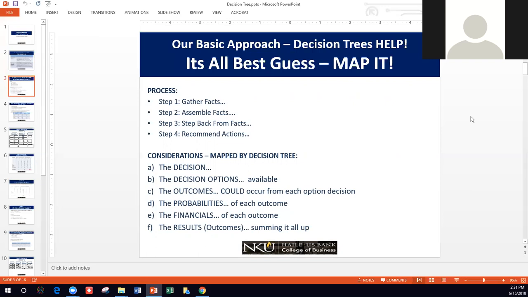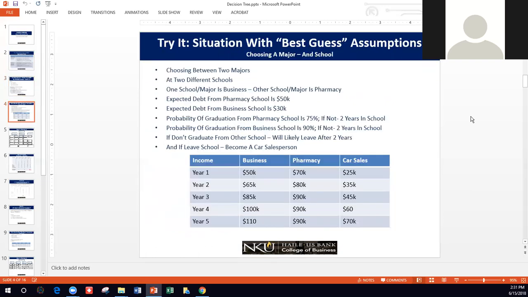So again, what's the decision? What are the options available? If you made those decisions, those options, what would the outcome be? What's the probability of that outcome? What's the implication of that outcome? And then you sum it up to get results. So let me show you an example.